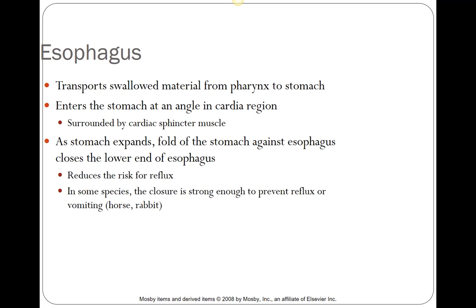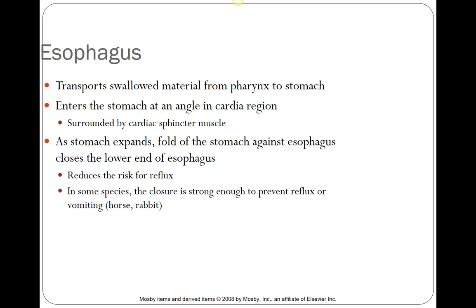The esophagus is the tube that transports material from the pharynx to the stomach. It enters the stomach at an angle in the region of the stomach called the cardia. There's a sphincter right there that tries to control and make sure what's in the stomach stays in the stomach, that the acid in the stomach doesn't travel its way back up in the esophagus where it can cause problems. The stomach can expand and fold against the esophagus and keeps the lower end of the esophagus closed, which helps to keep reflux from happening.